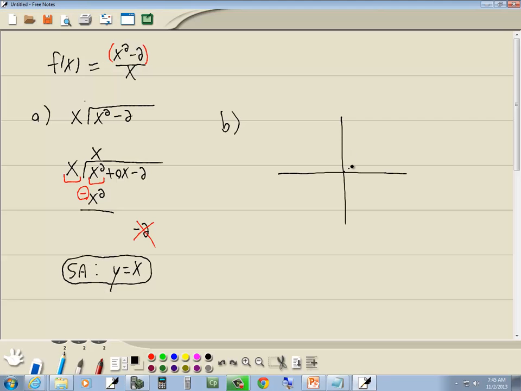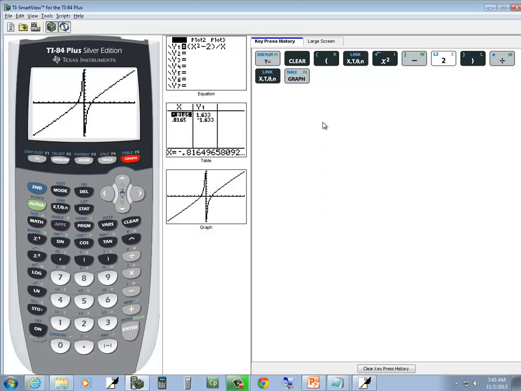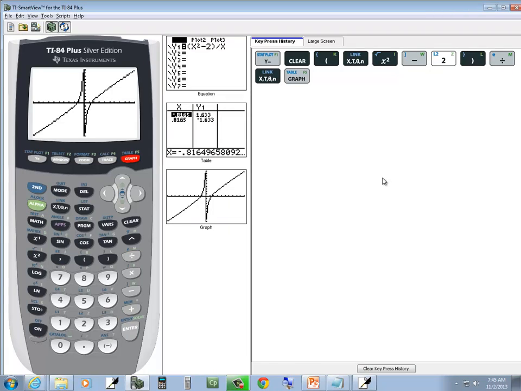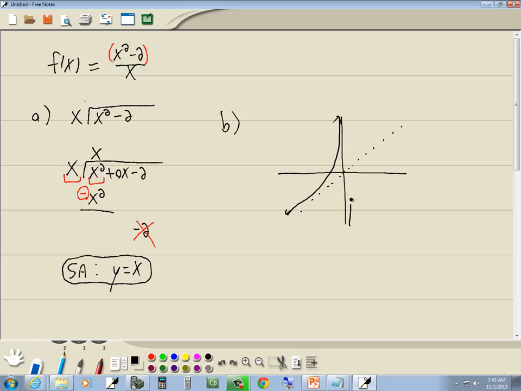And let me actually sketch the slant asymptote. Might actually get a little bit more precise graph, as close as I can get it anyway, by hand. And then down here, something looks like that. So that'd be our answer.